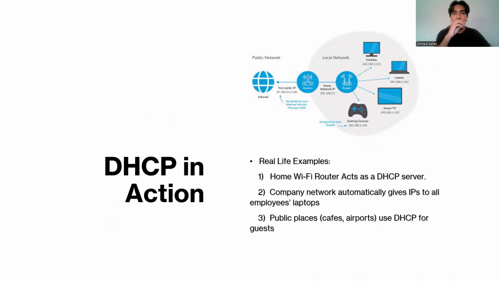So now let's talk about DHCP in action in your daily life. Here are some real life examples for you, which is home Wi-Fi routers. Basically, if you connect your mobile phone to the internet, your Wi-Fi router acts as a DHCP server, assigning you an IP address for the time you're connected to the internet. And the second is the company network, which automatically gives IPs to all their employee laptops. And DHCP servers are used in public places like cafes and airports, etc.